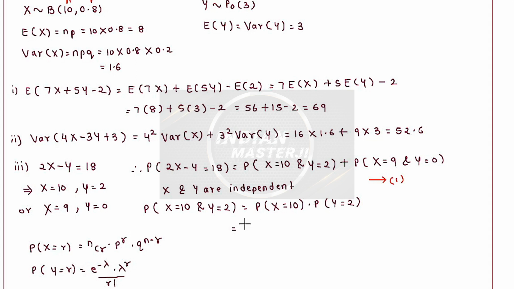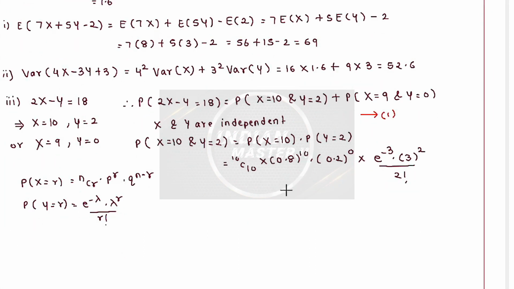So here what I'll get is, r is 10 and n is also 10, so this will be equal to 10C10 times p raised to r, p is 0.8 raised to r, times q raised to n minus r, so that is 10 minus 10, that is 0. Correct? Multiplied by probability of y taking a value equal to 2, so that means e raised to minus lambda, lambda is 3, so e raised to minus 3 times lambda raised to r, r is 2 here, so that is 3 raised to 2 upon 2 factorial. Correct? So if I solve this, what do I get?